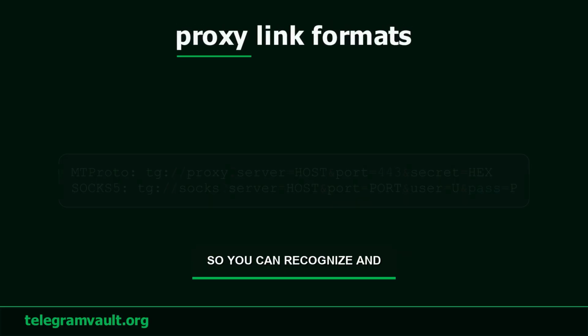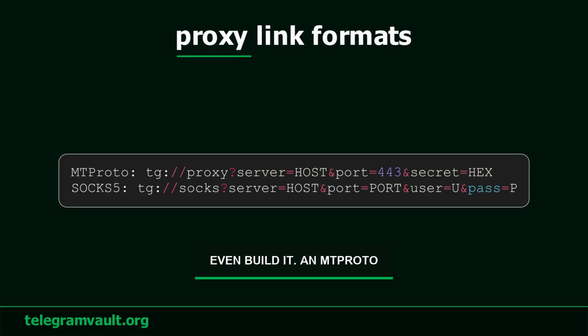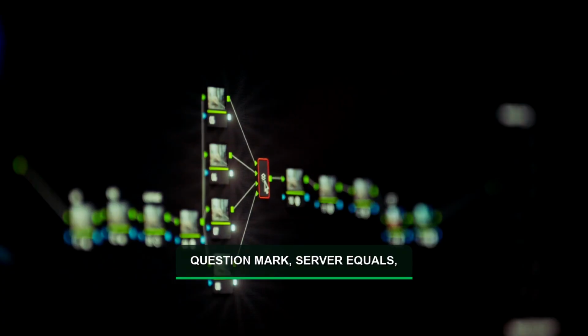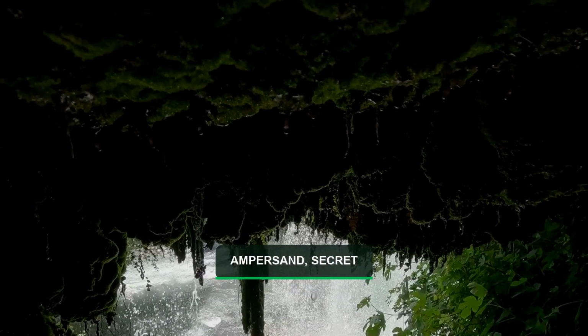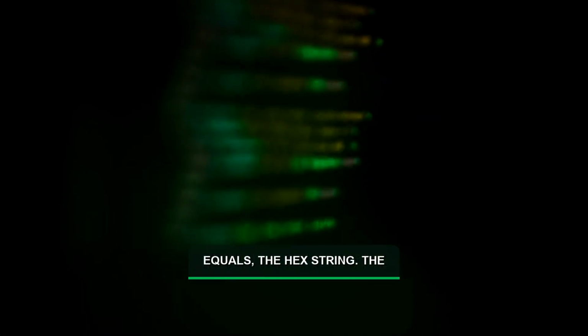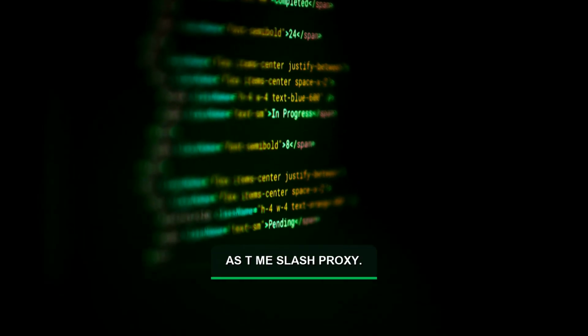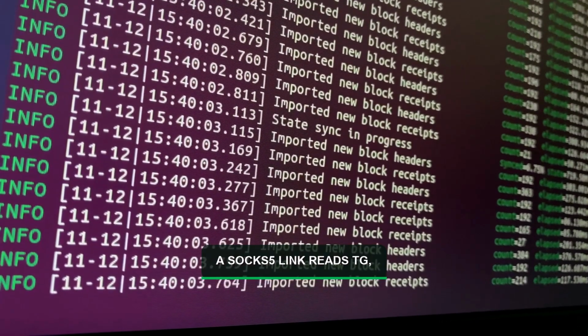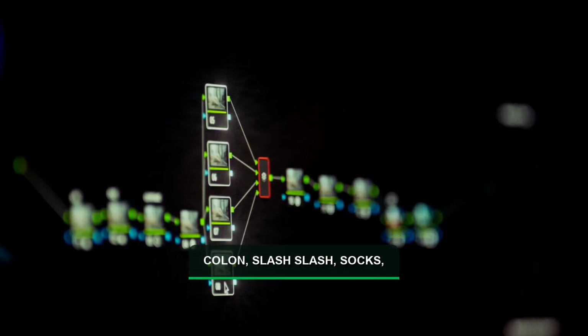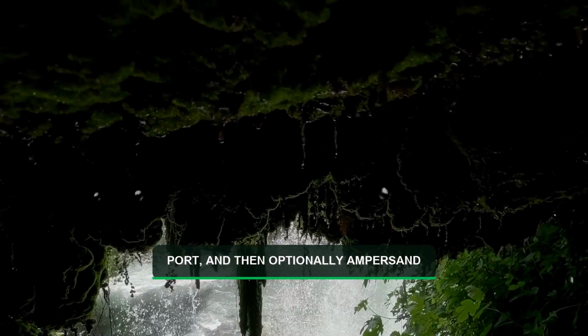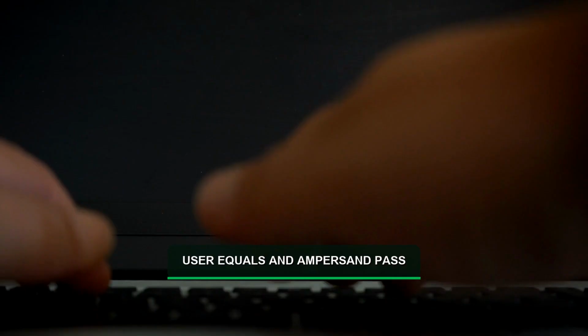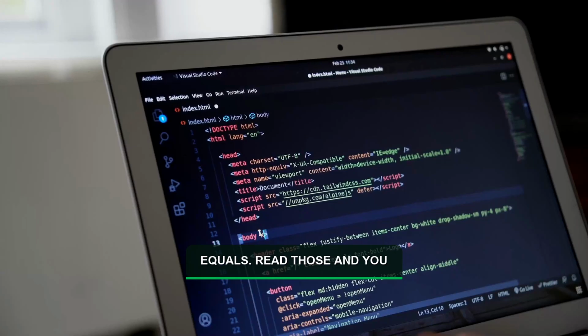Here's the link format so you can recognize and even build it. An mtproto link reads tg://proxy?server=host&port=443&secret=the hex string. The web form is the same thing as t.me/proxy. A SOCKS5 link reads tg://socks?server=host&port=the port, and then optionally &user= and &pass=. Read those and you can turn raw credentials into a tappable link yourself.